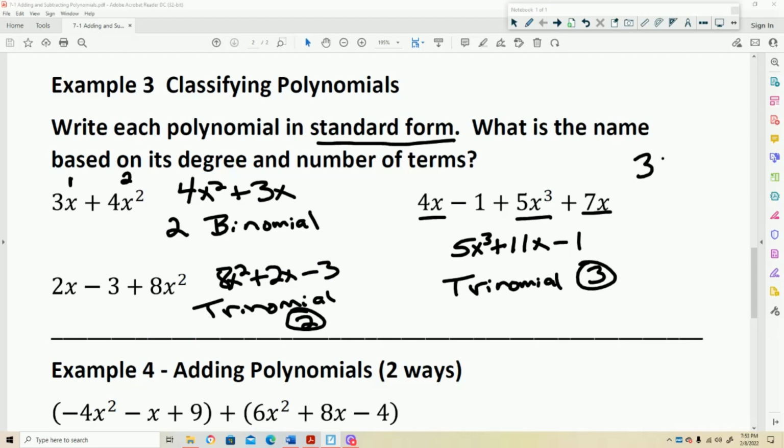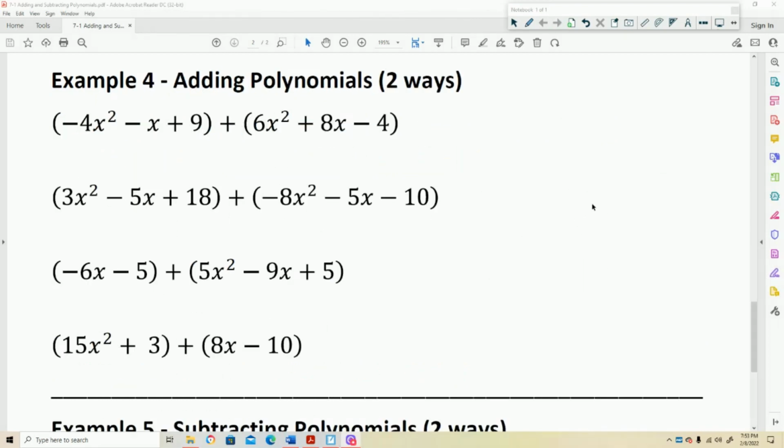a monomial, it's automatically in standard form because there is really no order to put here. It's there. But that would be a monomial with a degree of 5. Okay, that takes care of example 3. 2 more examples we need to cover.